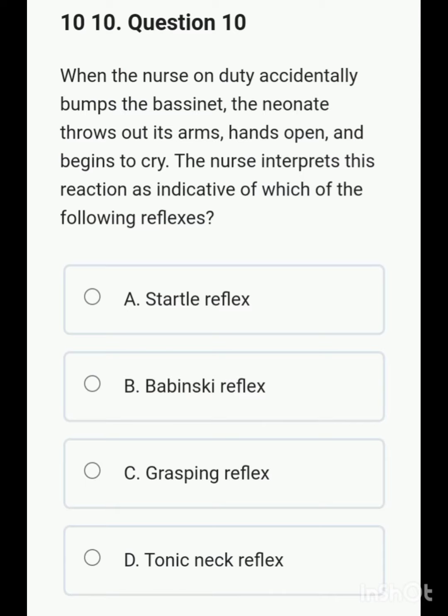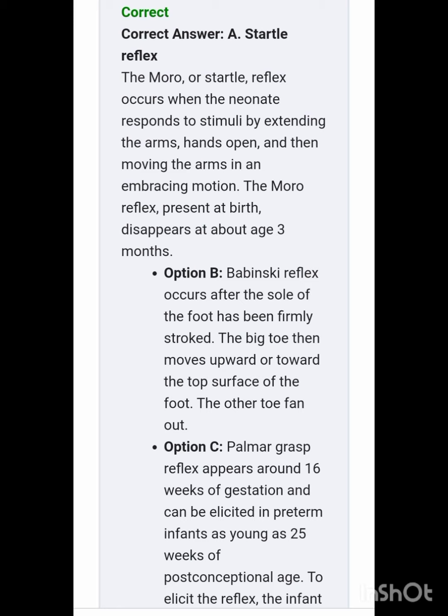The options are startle reflex, Babinski reflex, grasping reflex, and tonic neck reflex. I feel it is the startle reflex. Answer is A, startle reflex. The Moro or startle reflex occurs when the neonate responds to stimuli by extending the arms, hands open, and then moving the arms in an embracing motion.